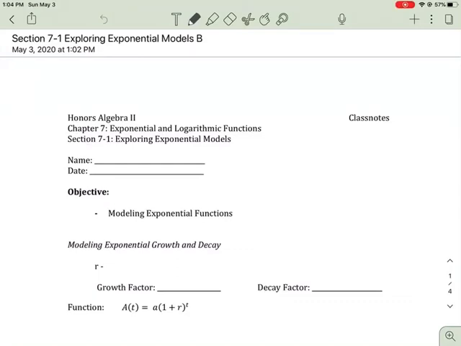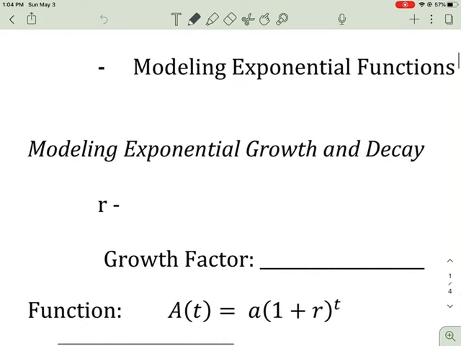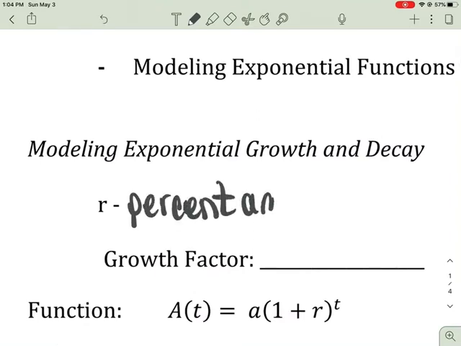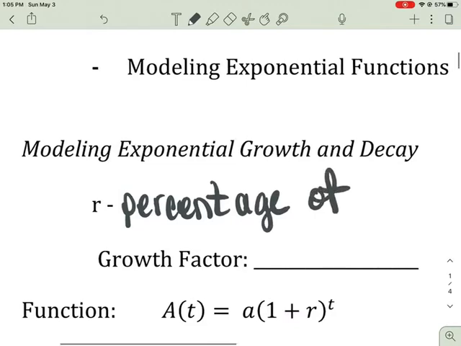Hi everyone. So today we're going to take a look at modeling exponential functions. We're going to be looking at, again, our exponential growth and decay idea, but we're going to introduce an equation that's going to help us model percent increase and decreases and things like that. When we're doing exponential growth and decay, we need the percentage of growth or decay, and that's going to be R. R is going to be your percentage of growth or decay.